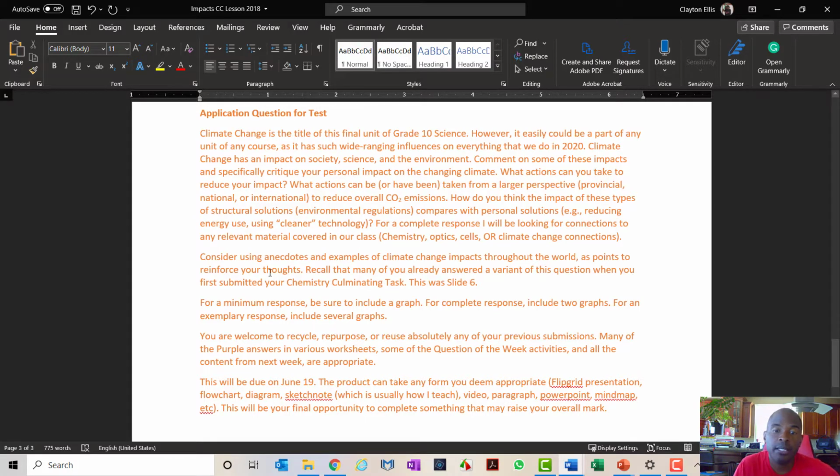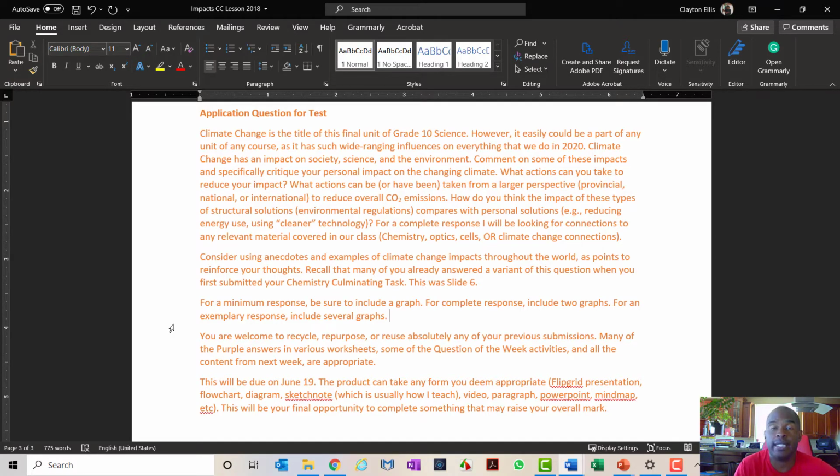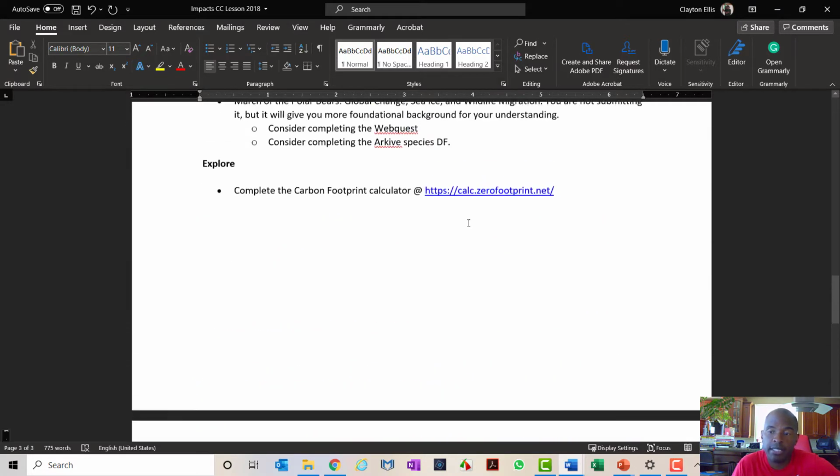Please note that for a minimum response, I'm expecting you to include at least 1 graph. If you're doing the typical yellow, then that would be 2 graphs, and for the exemplary, the purple, then more than 2 graphs. Okay? Anything that you've submitted in this course already that's been your work, you can reuse, recycle, modify, I don't care. Do whatever you want with it, you can include it. I want you to include anything that you've used in this course to make this a better submission. Okay? The rubric is at the bottom of this assignment, and you're welcome to refer to it.